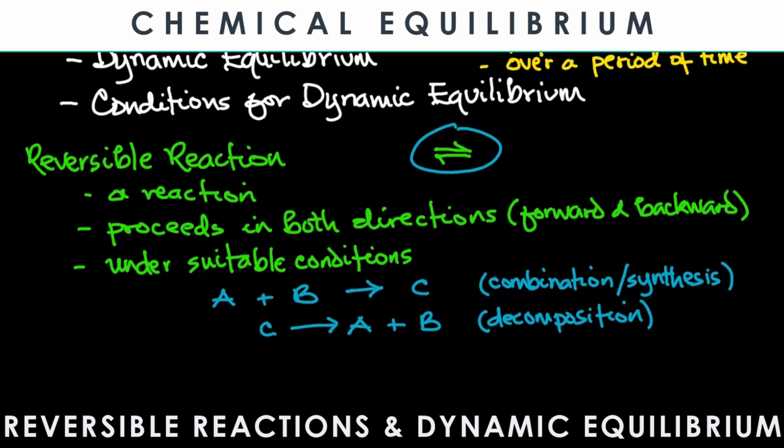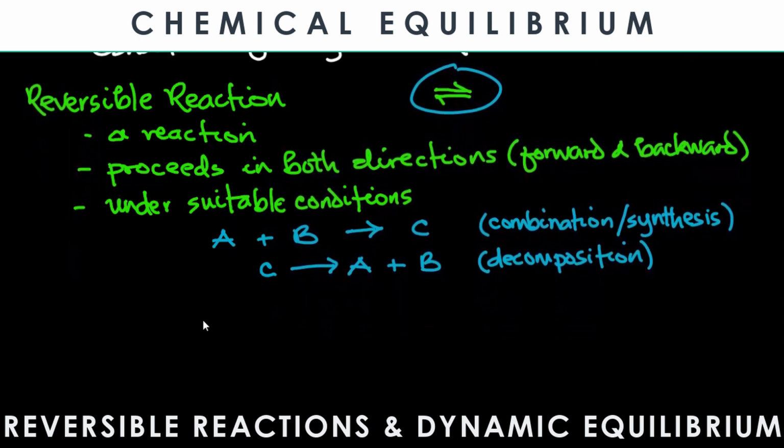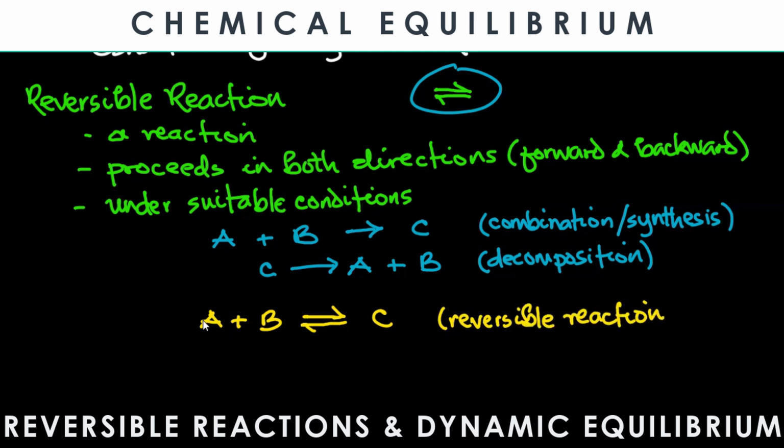How? We combine these two reactions. A and B will give us C, while at the same time, C will decompose back to A and B. As A and B are forming C, we get to a time where C will start decomposing back to A and B. So this is now your reversible reaction.